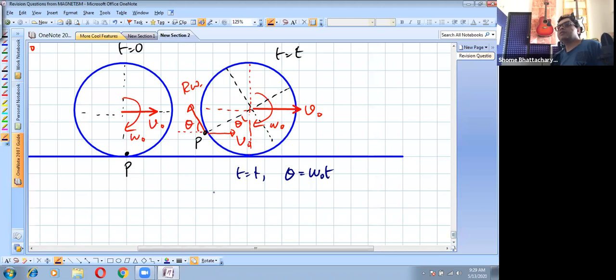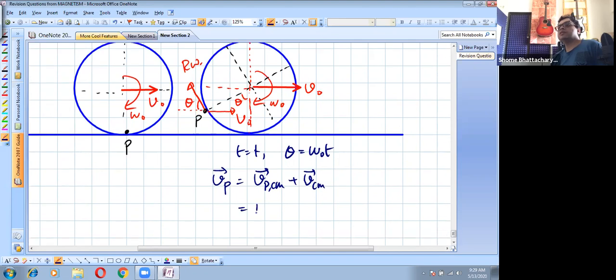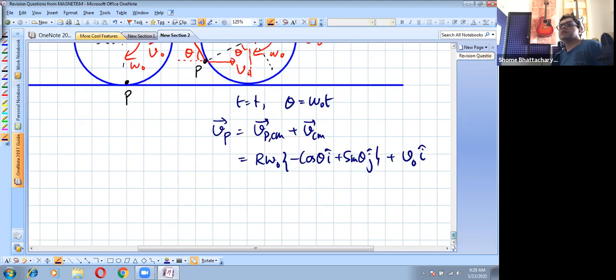So the velocity of that particle in the ground frame becomes the velocity of the particle with respect to center of mass plus velocity of center of mass. So written as a vector equation, this becomes r omega naught into this unit vector, which is minus cos theta i cap plus sin theta j cap. And this is of course v naught i cap, center of mass velocity. So this is your velocity of the particle with respect to center of mass. And in this, of course, remember theta is omega t.